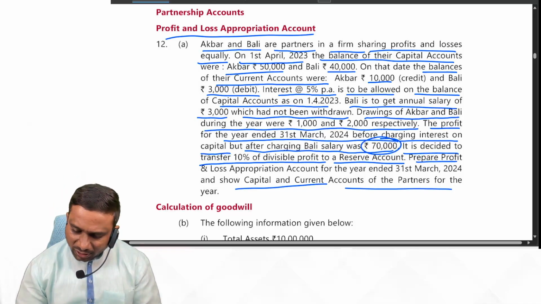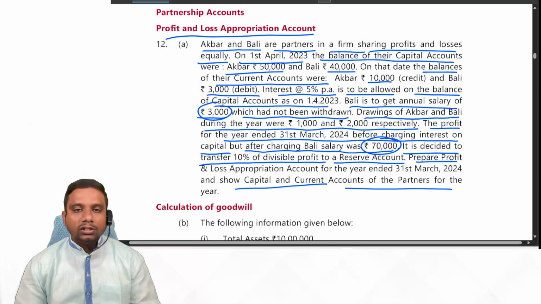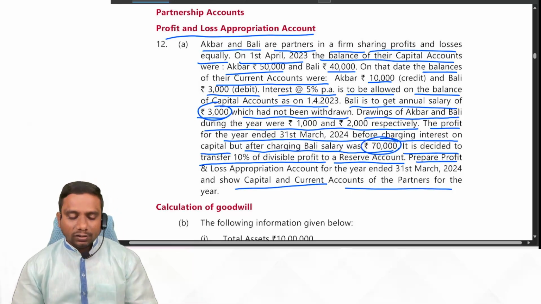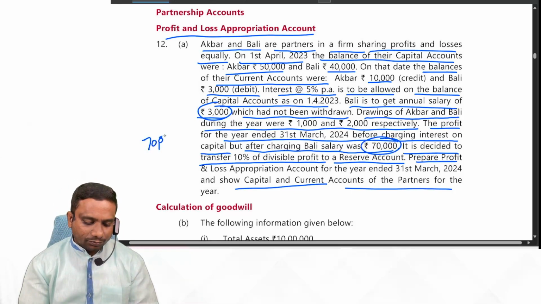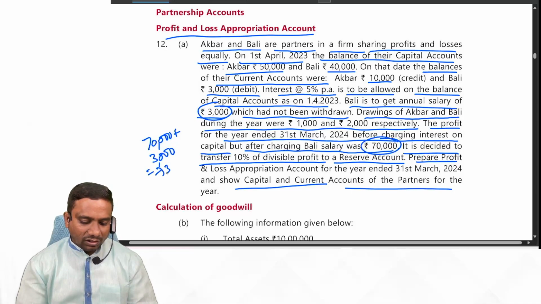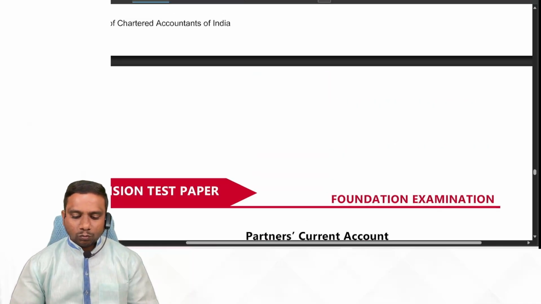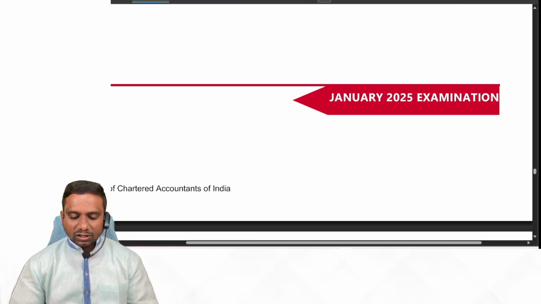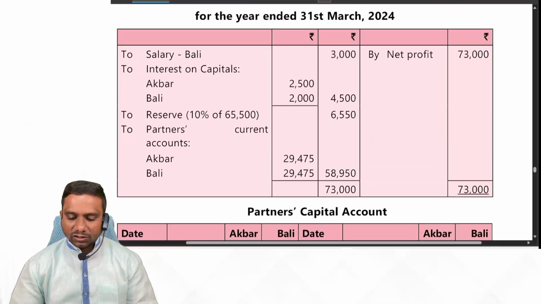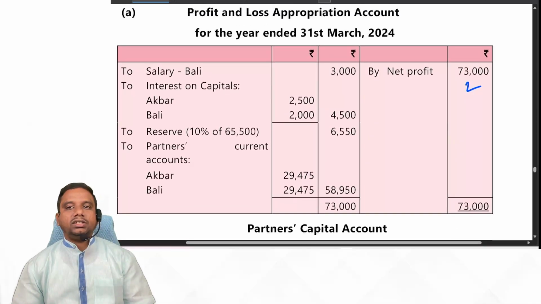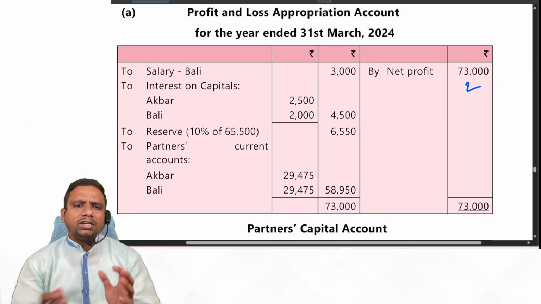Now look at it, and the profit is 70,000 rupees after charging Bali's salary. So what is Bali's salary? Annual salary 3,000 rupees. So we have to take 70,000 plus 3,000, total 73,000 rupees profit, which we have to show on the credit side of the profit and loss appropriation account. From here we do the adjustments.